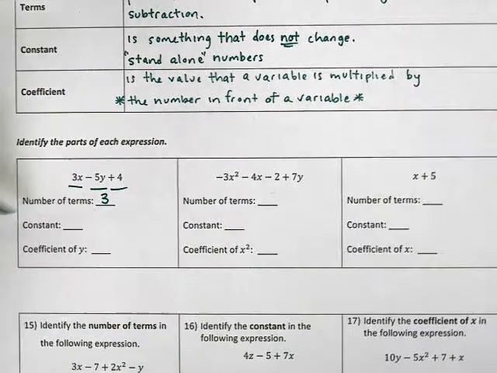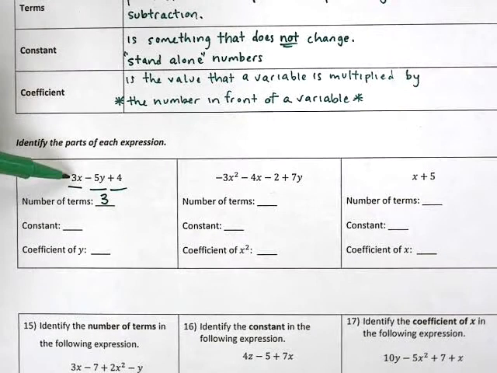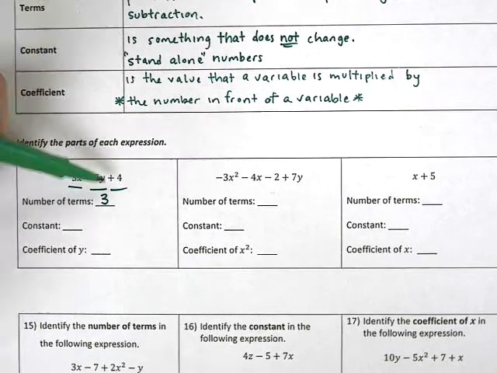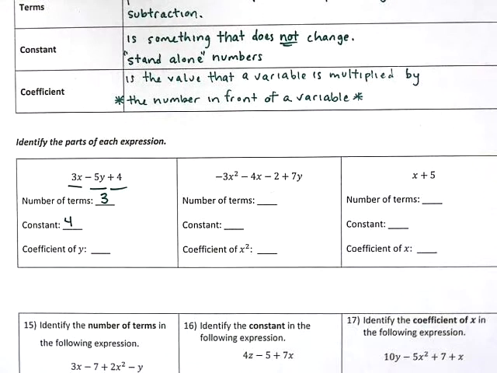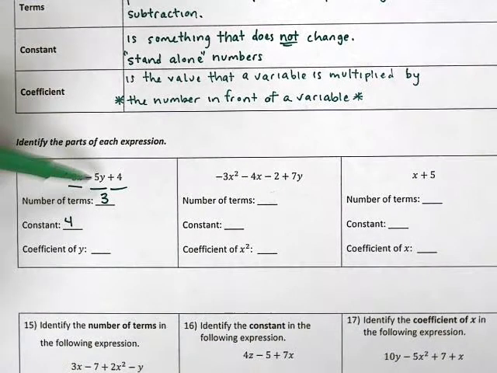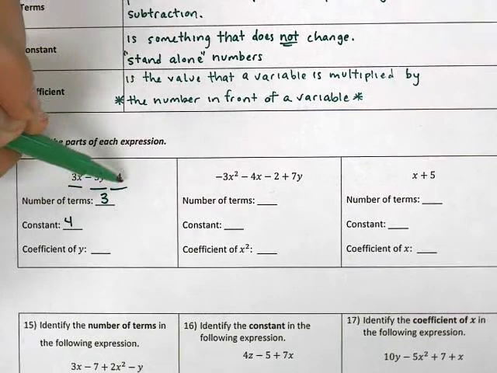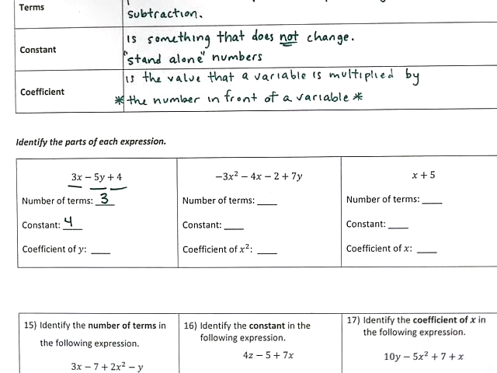If we remember, the constant is just like a number by itself, a standalone number. So if we look, well, this is not by itself, this 3, it's got an x with it. And this -5, it's not by itself, it has a y with it. But what about this +4? Yeah, that is my constant. There's nothing else with it. And again, can this 4 change? It sure cannot. It cannot change because there's nothing next to it. There's no variable being multiplied by it that would allow it to change. So it's just always going to be a 4.